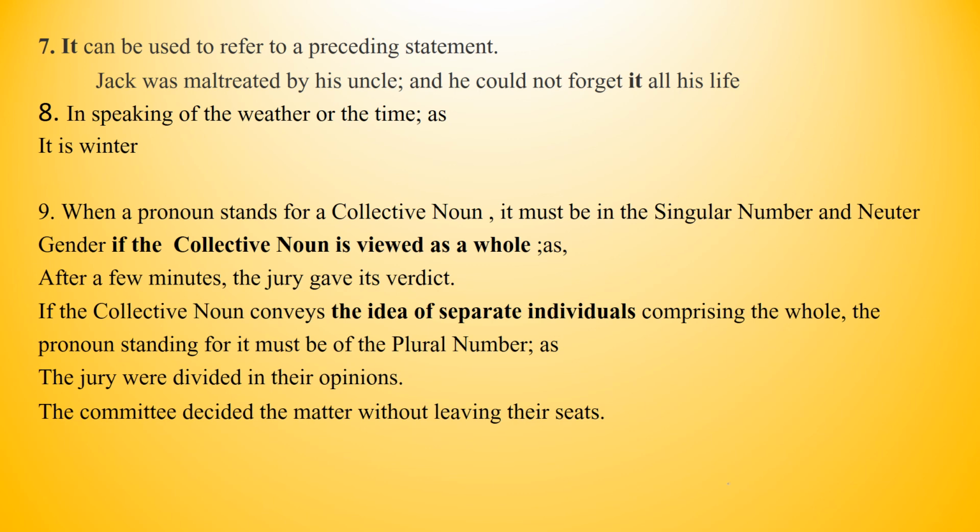So here you can see the difference. In the previous sentence, we have used it for the jury, which we are considering as a whole. After a few minutes, the jury gave its verdict. So here we are considering the jury as a whole. But in the other example, the jury were divided in their opinions. So here we are considering that everybody has their own opinions and we are not taking them as a whole. So I hope the impersonal pronoun it is very clear to you.